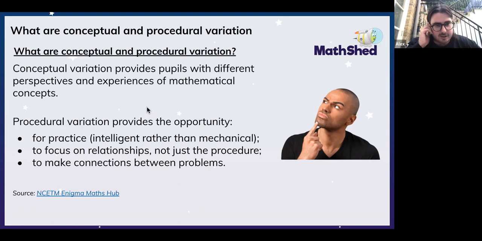Now, procedural variation is perhaps the area of variation that gets more consideration. I think you can find a lot more academic writing on procedural variation than conceptual variation. The difference there is that procedural variation allows children intelligent practice. So rather than rote learning or drilling, there's a purpose and a thought process behind it, which we're going to look at. The way that practice is intelligent is because it focuses on relationships, not just a procedure.